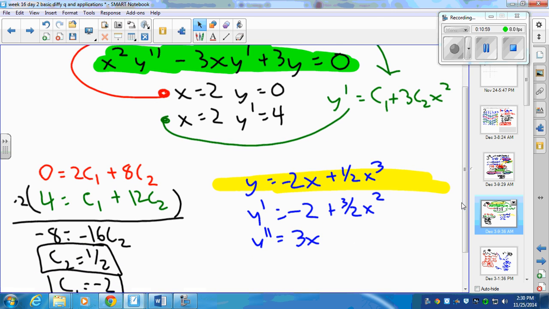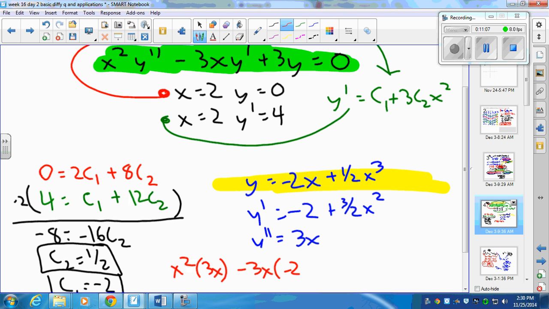Let me see if I can quickly do it here for you. I'd have x squared times y double prime minus 3x times y prime plus 3y, and I hope that equals 0. So your goal is to see if that cancels everything out to equal 0.